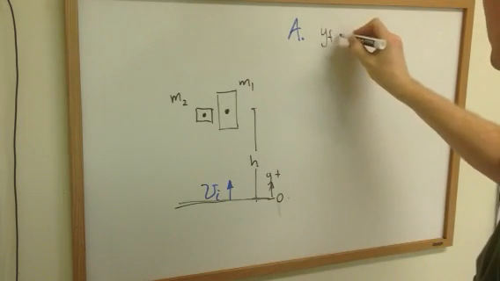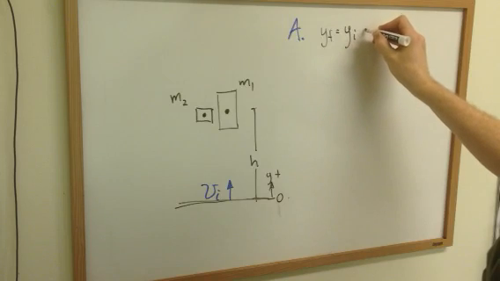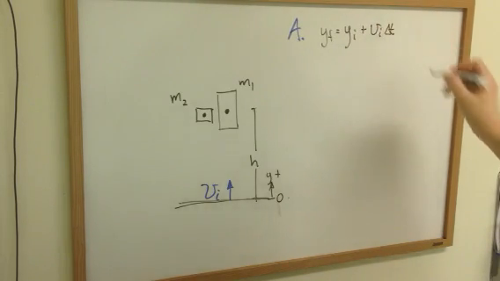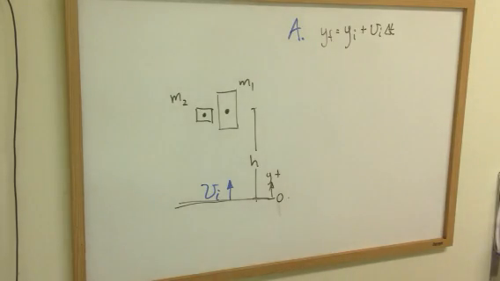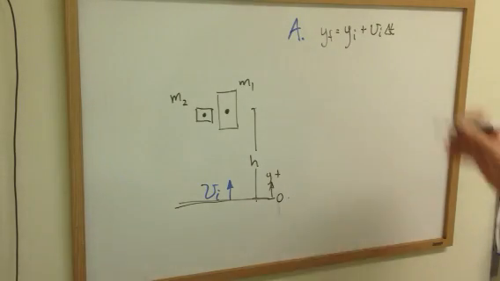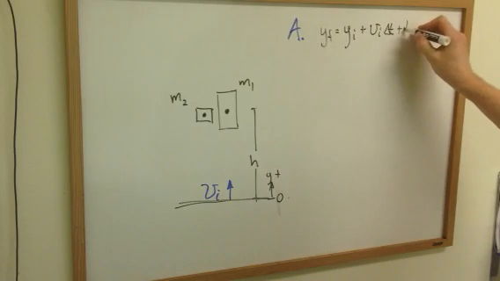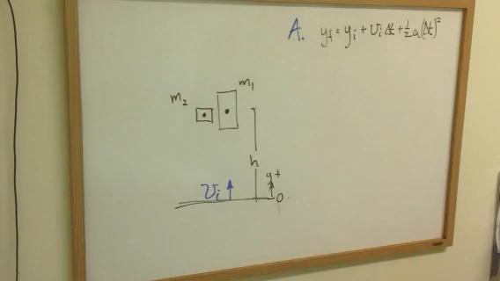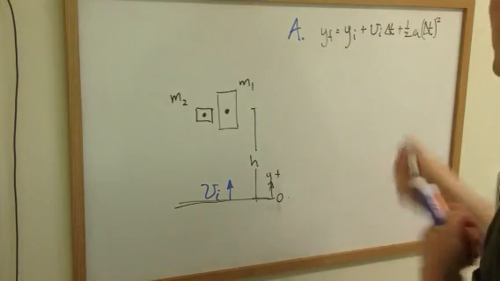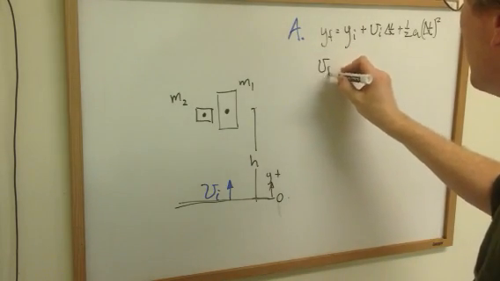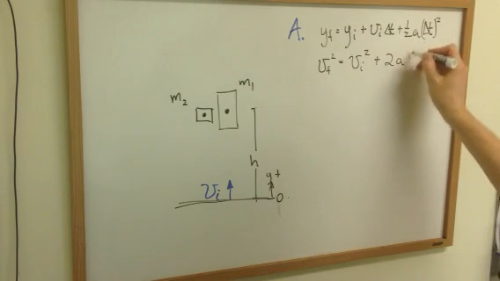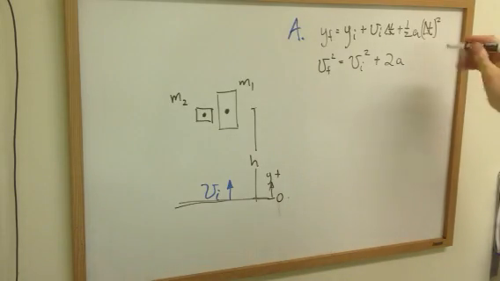These are differences in height, so we could use y final is equal to y initial plus velocity initial delta t plus 1/2 a delta t squared. But I actually think maybe that's not the best one. How about this one? Velocity final squared is equal to velocity initial squared plus 2a delta y. I like that one.